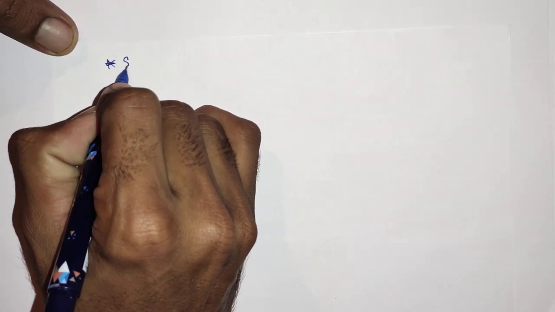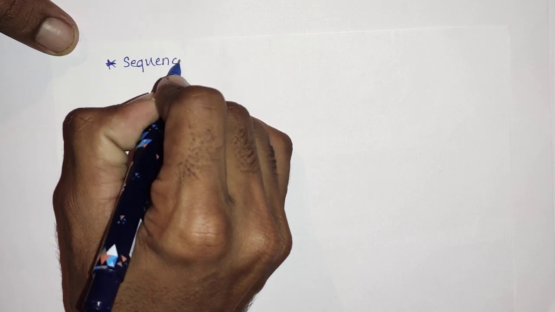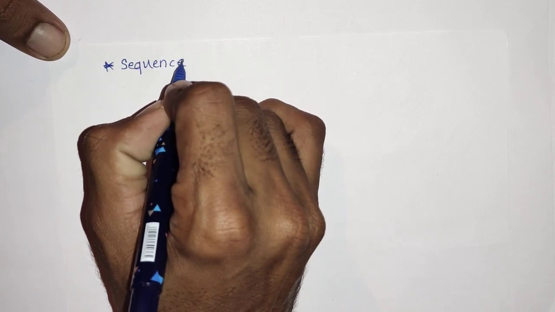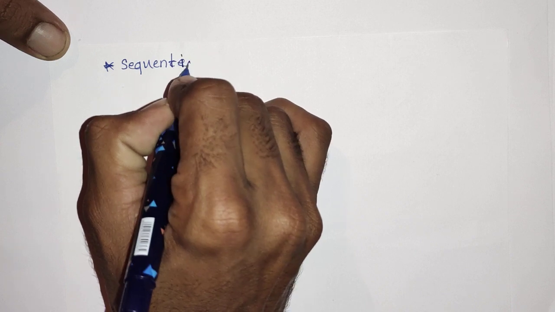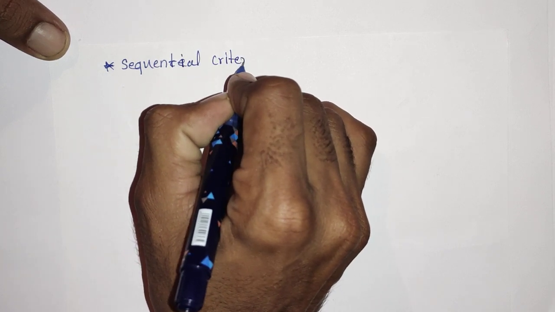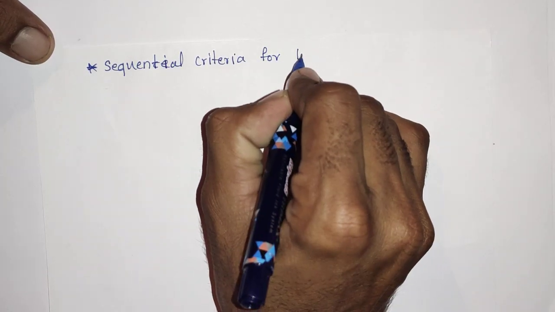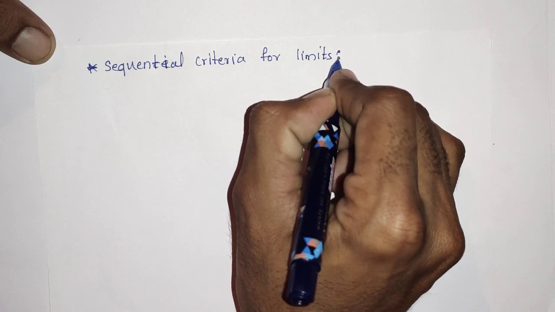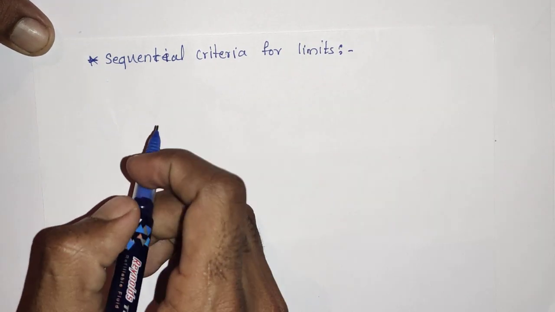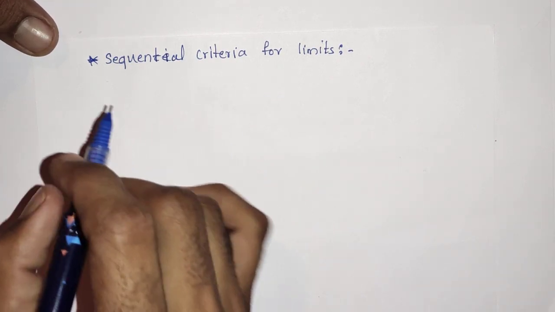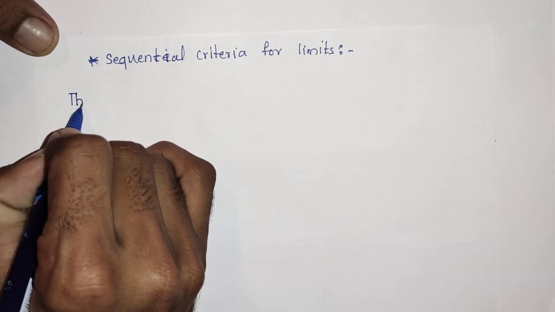Today we will discuss the sequential criteria for limits. In the previous chapter we have seen the sequence. Now in this chapter we will see the sequential criteria for limits. First of all, we know that a sequence of real numbers converges to some real number, as seen in the previous chapter. Now, we will see one theorem that will be the sequential criteria.